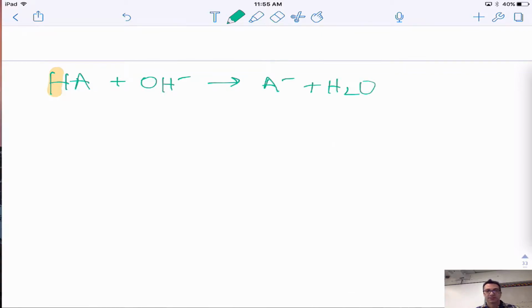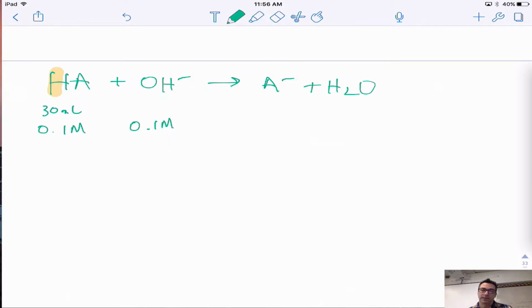And let's just say, so that we can deal with this problem in a reasonable amount of time, that we have 30 milliliters of the acid and it has a 0.1 molar concentration. And let's say that we're titrating this with 0.1 molar OH minus. And we're going to keep titrating this until we reach the equivalence point and go beyond.